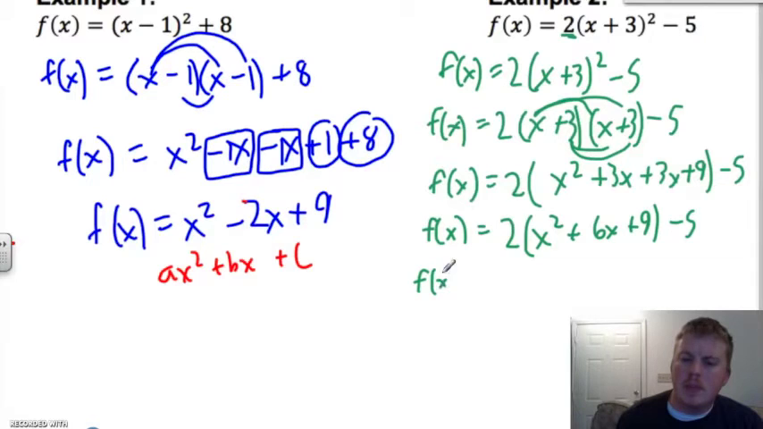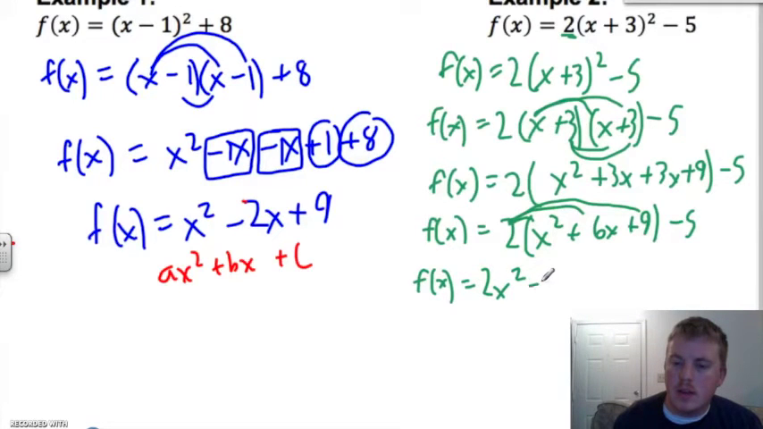The thing that's going to be different this time is that I am going to have to distribute this 2 to all 3 of my terms within the parentheses here. So if I distribute that 2, I'm going to get 2x squared plus 12x plus 18 minus 5. So now I can do my last step of combining like terms.